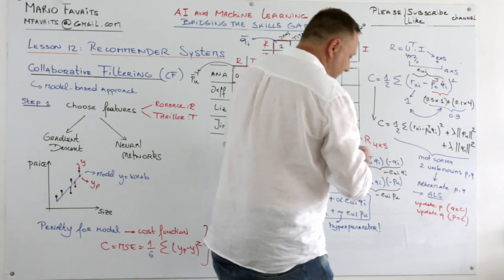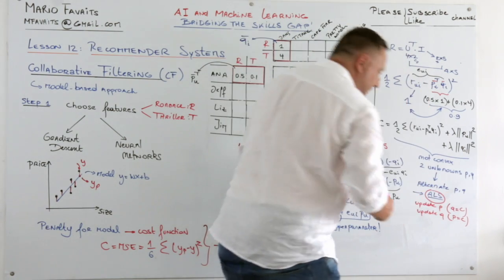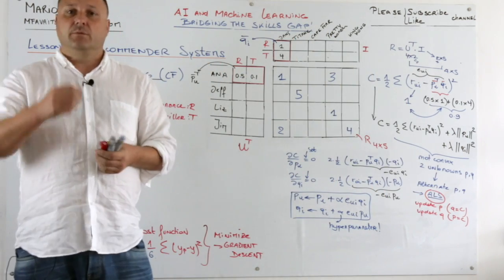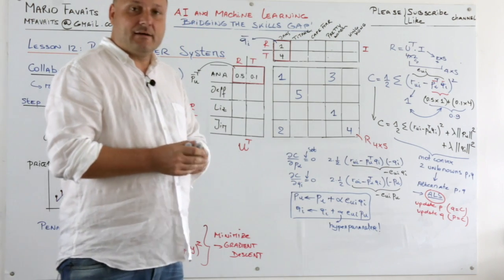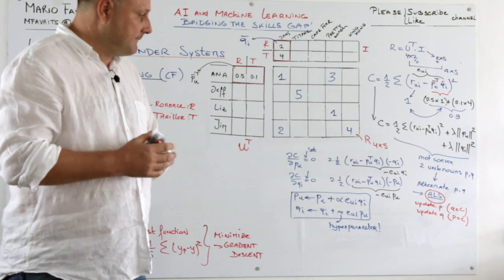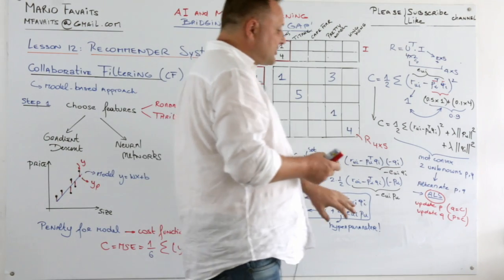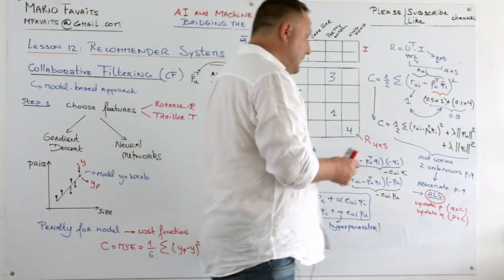Now it's not very likely you will come across ALS, because this is really when you deal with large datasets, really big data with Spark machine learning. So I wouldn't worry too much about it.